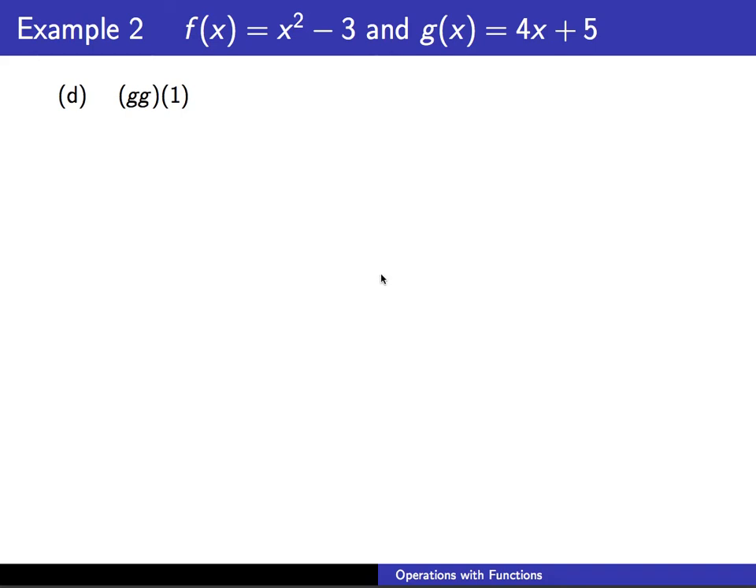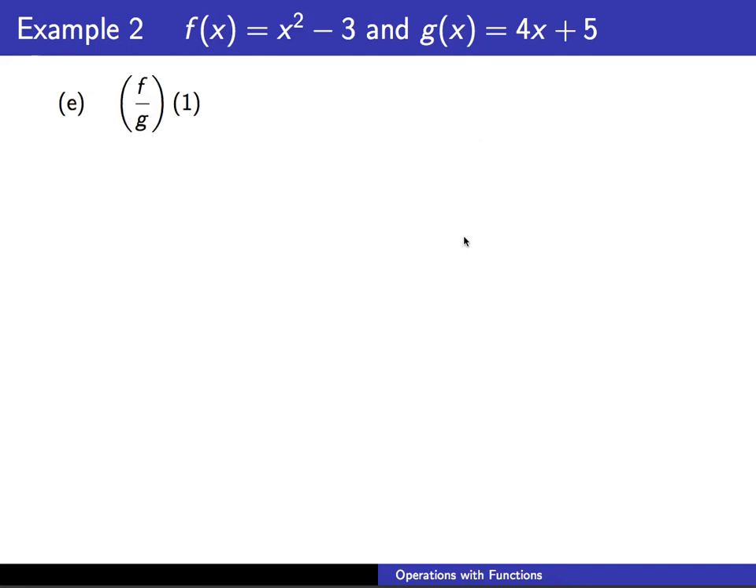Part D, g times g of 1. So we could even multiply a function by itself. And g times g of 1 means take g of 1 and multiply it by itself. When we plug a 1 in for x, for g of x, we get 4 times 1 plus 5 is 9. So 9 times 9 gives us 81.